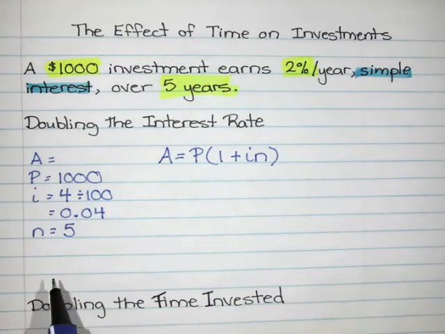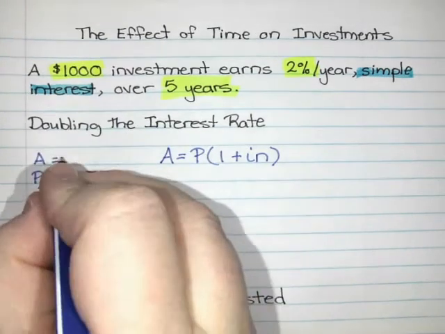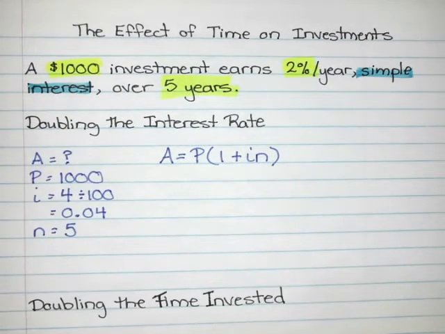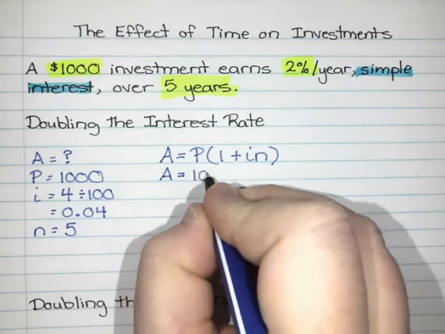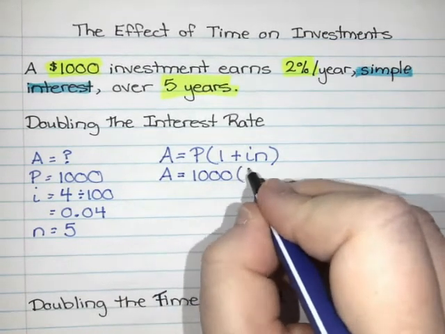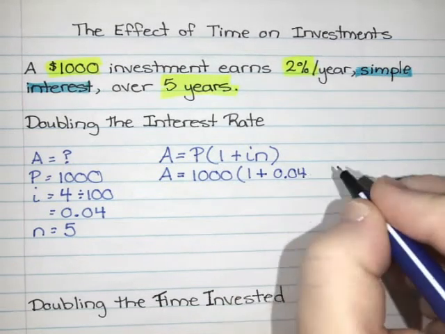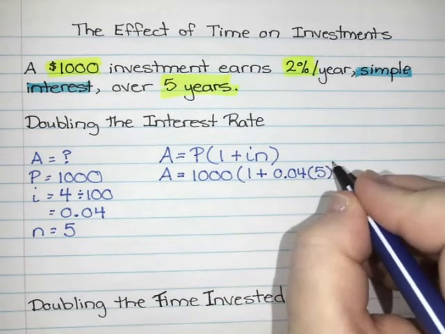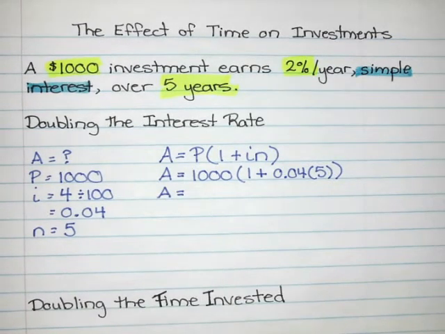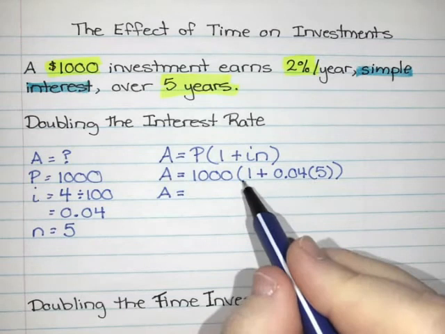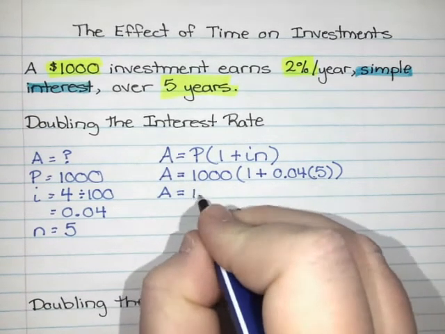So I'm going to take all of these numbers and substitute them in. You will notice we don't know what A is, and that's okay. That's what we want to solve for. So I'm going to say A equals P, that's 1,000, times (1 plus I, which is 0.04, times N, which is 5). So in order to figure this out, I'm going to use order of operations. So I want to do the bracket first. Inside the bracket, there's addition and multiplication, so we should start with the multiplication.